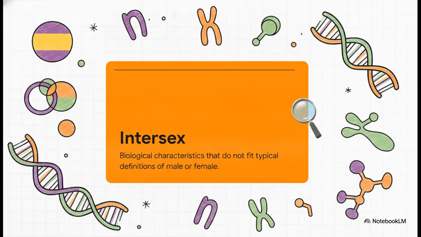A key part of this modern flag's evolution is the inclusion of the intersex community. The sources are very careful to define that intersex refers to naturally occurring biological variations. We're talking about differences in chromosomes, anatomy, or hormones. It's absolutely crucial to note that this is about biological sex characteristics. It's not about a person's internal gender identity or their sexual orientation.